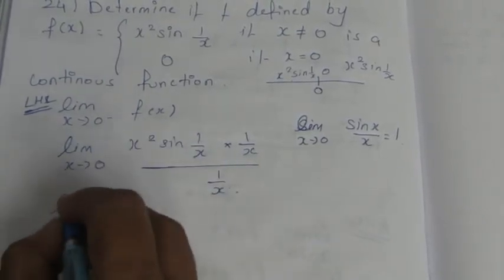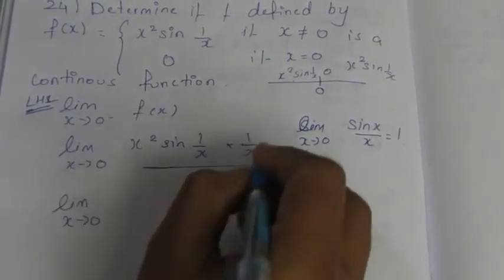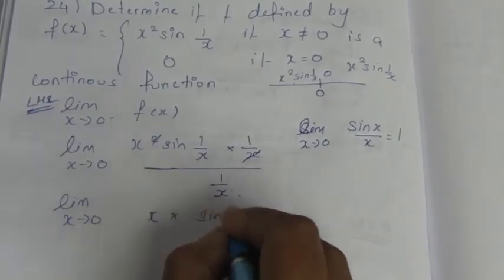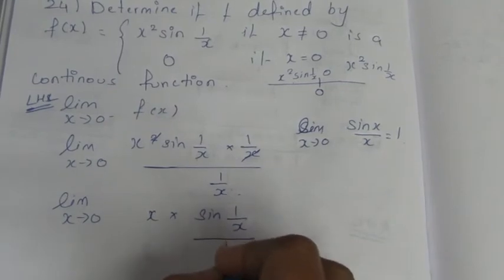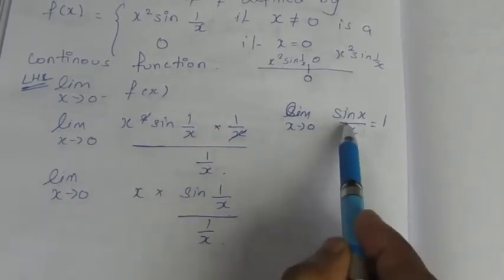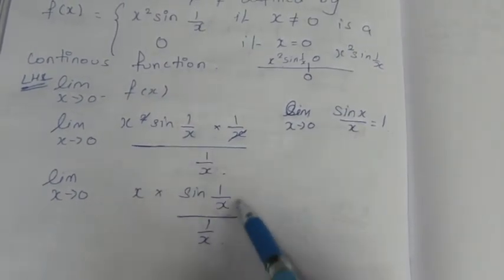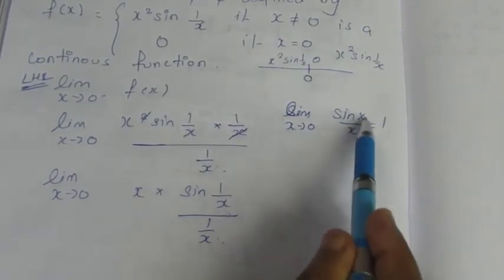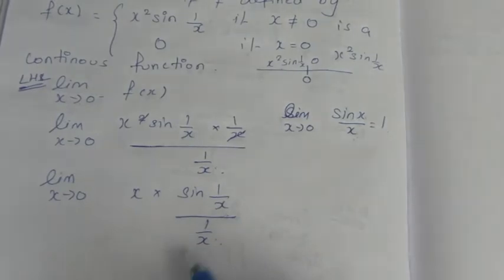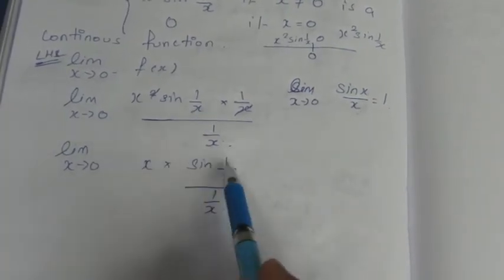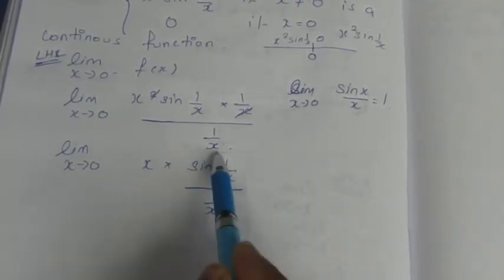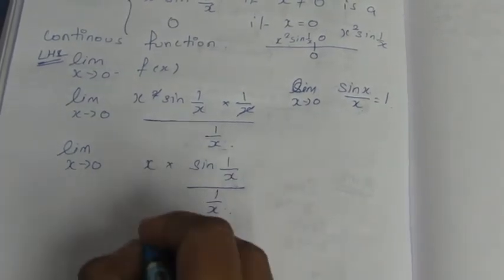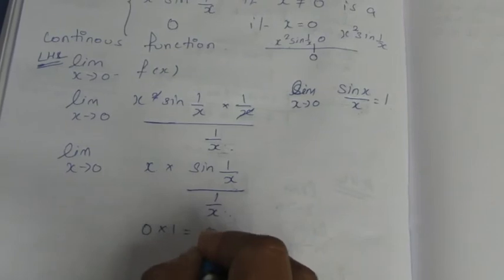Now this becomes limit x tends to 0, this x and x get cancelled. Now this becomes x into sine 1 by x by 1 by x. Now this is in the form of sine theta by theta, where the theta value is 1 by x, and the denominator is also 1 by x, so the theta value and the denominator are the same. While substituting the value of 0, this limit becomes 1, and the x becomes 0, so 0 into 1 which is 0.